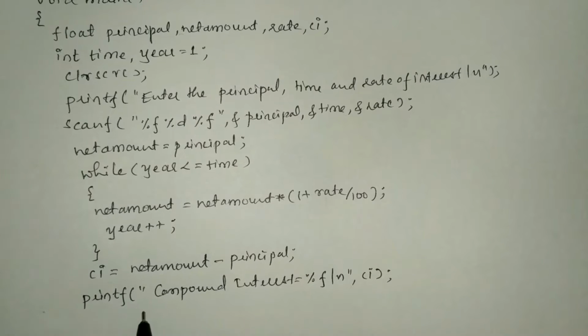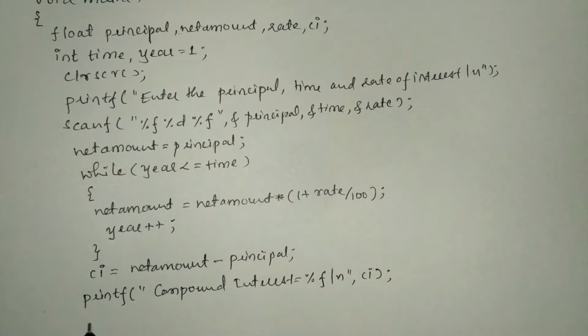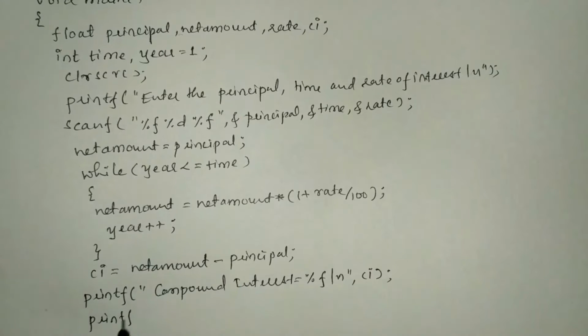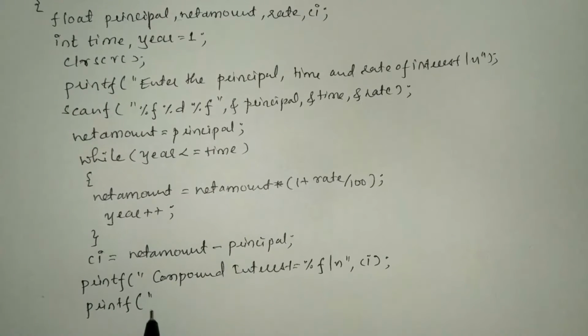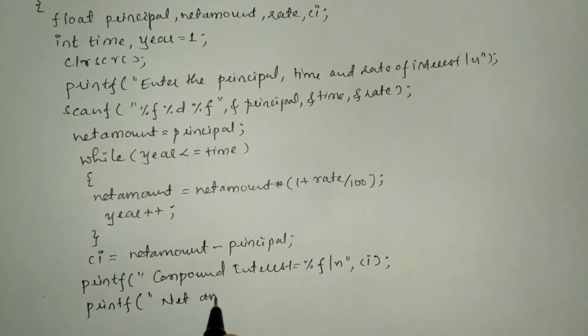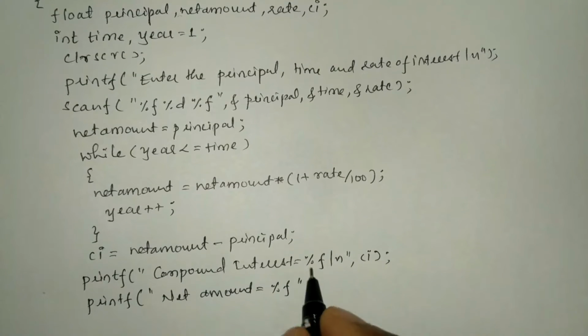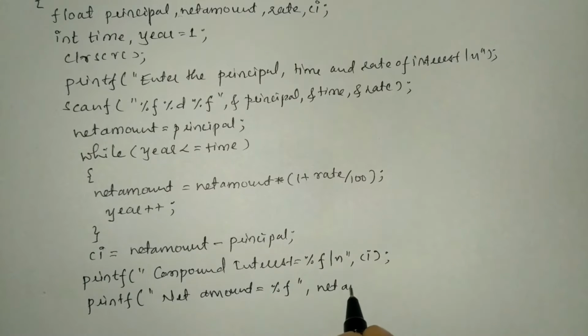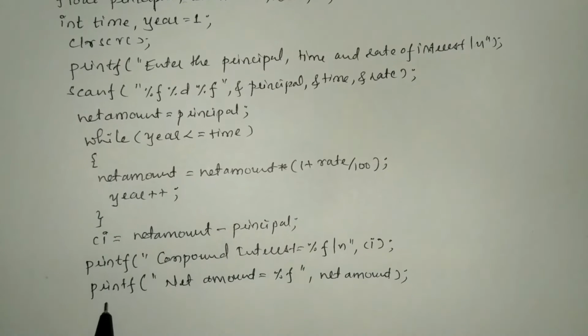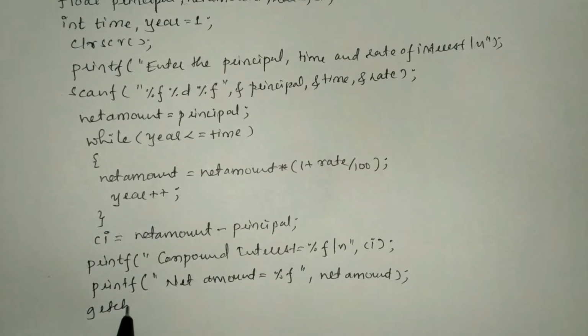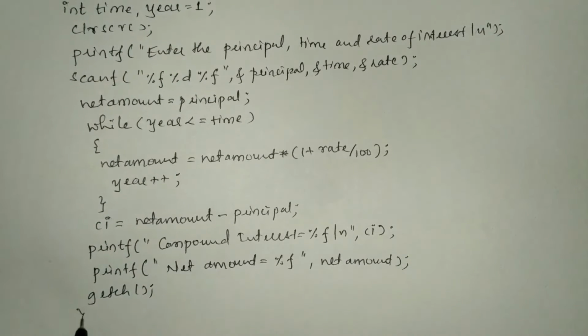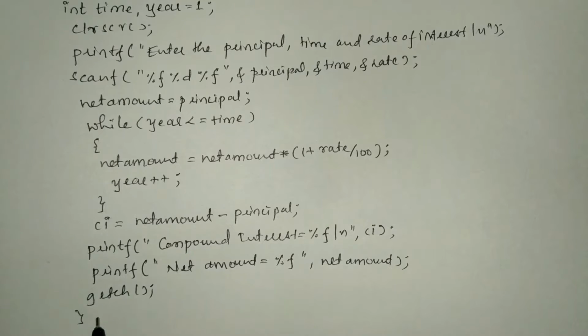Next I'm going to print the net amount. Here I'm going to write a printf statement, and in a double quotation mark I'm going to write net amount is equal to %f, end the double quotation mark, comma net amount and put semicolon. Here I'm going to write the getch function and then the curly closing brace for the main function.